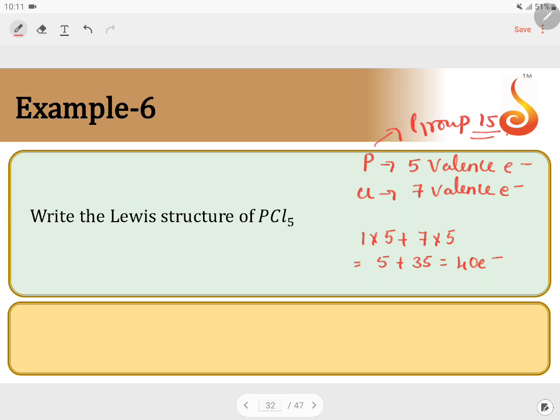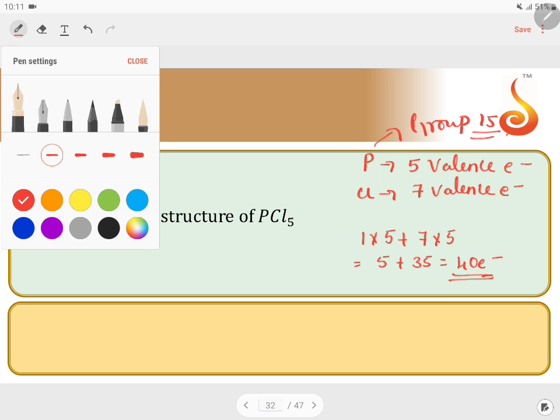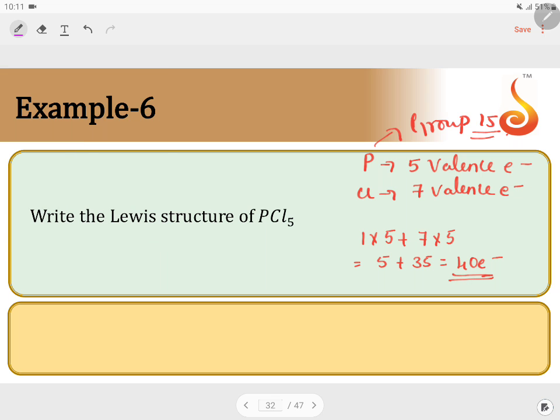If you calculate the number of electrons, 1 into 5 plus 7 into 5. 7 5s are 35, then 5 1s are 5. So totally, you'll have 40 electrons. Now it's not complicated, since there are 40 electrons, it's simple. Write phosphorus. There are 5 chlorine atoms.